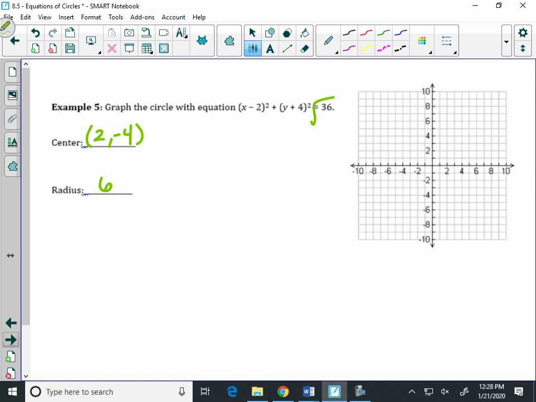You plot the center. So we're going to go to 2, negative 4. That's where the center of that circle is. We're going to count the radius in four directions. Up, down, left, right. So we start at the center, and we're going to go up 1, 2, 3, 4, 5, 6. Put a point. Go back to the center, go down 1, 2, 3, 4, 5, 6. Put a point. Go back to the center, go right 1, 2, 3, 4, 5, 6. Go back, and then go left 1, 2, 3, 4, 5, 6.